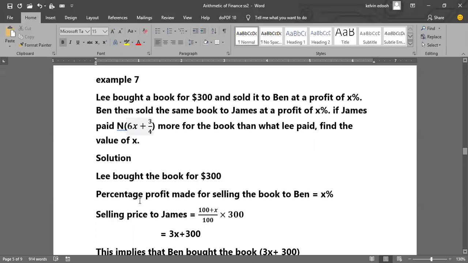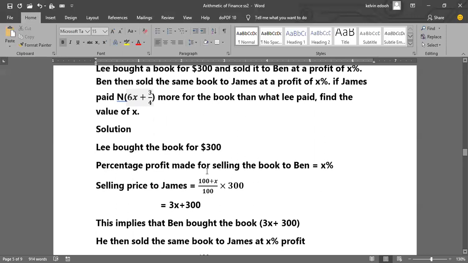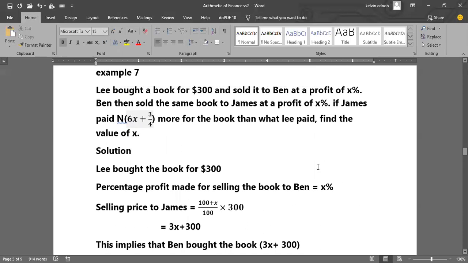We are told that Lee bought the book for 300, isn't it? Good. Then he sold it to Ben at a profit of X%. So that means the percentage profit made for selling the book to Ben will be what? Remember, Lee made a profit of X%. So that means Lee sold this book to Ben at what?